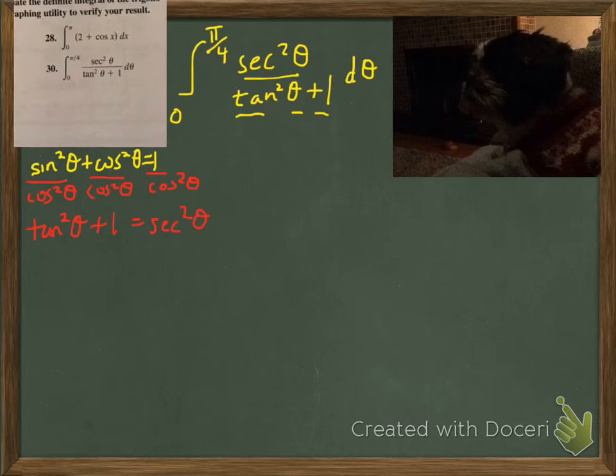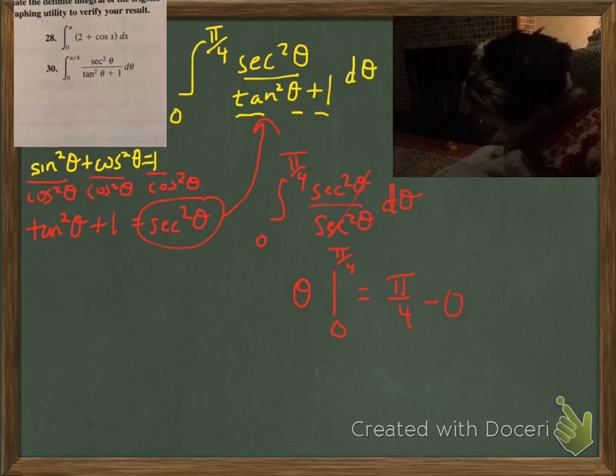So we can look and directly substitute secant squared in for tangent squared plus 1. So we really have the integral from 0 to pi over 4 of secant squared over secant squared, which is just 1. Integral of 1, let's keep our variable. So theta from pi over 4 down to 0. So we have pi over 4 minus 0, which is just pi over 4.